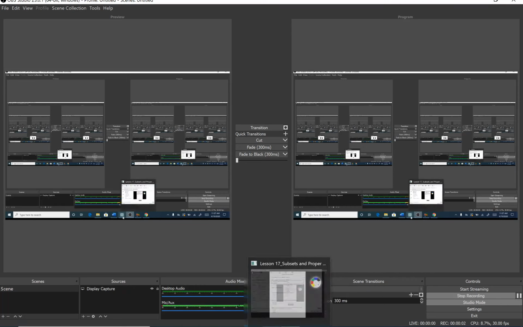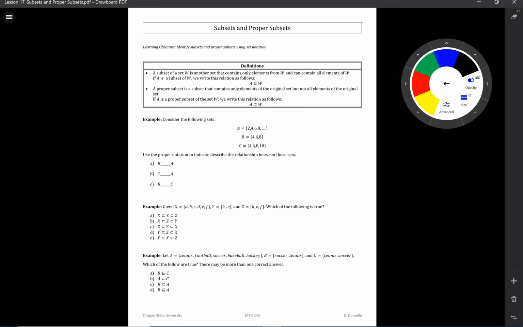All right, this is lesson 17. We are learning all about sets this week, and in this lesson we are going to learn about what it means to be a subset and what it means to be a proper subset. So remember, last lesson we learned that a set was just a collection of objects or elements.